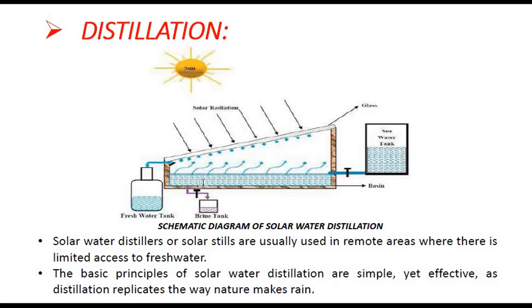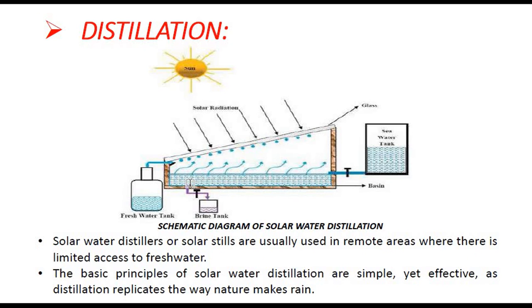The vapor is then trapped by the clear glass or plastic and funneled away. So by evaporation, and due to this glass or plastic, the vapor is trapped and condensed into clear water or fresh water, which is then collected in the fresh water tank. Most pollutants do not evaporate, so they are left behind.